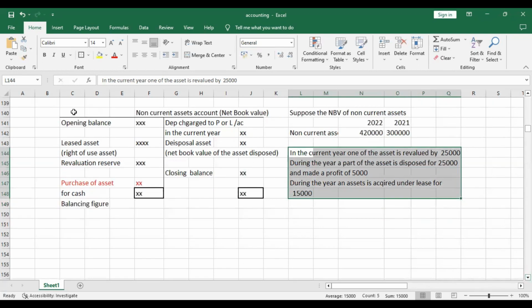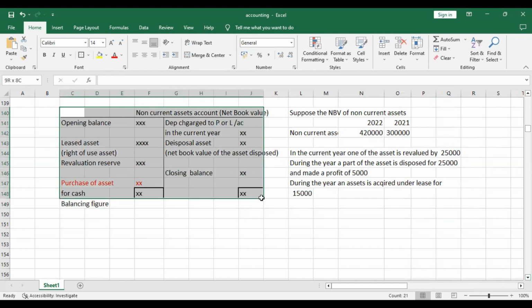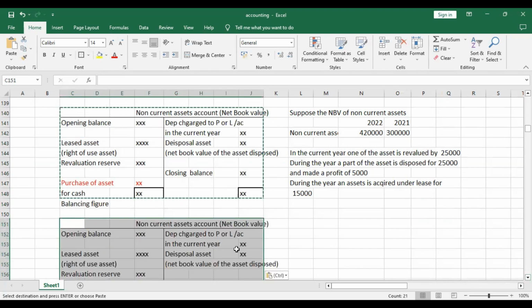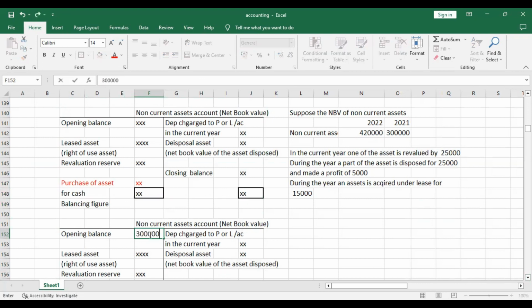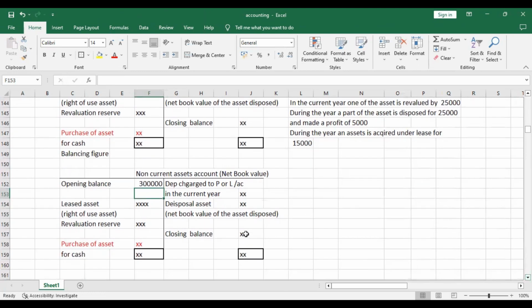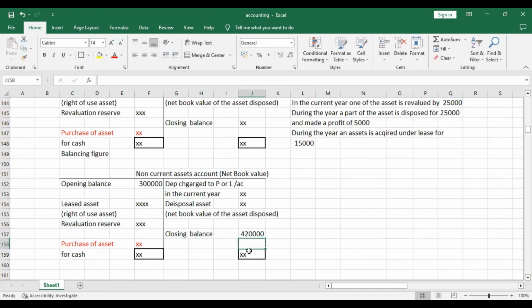Now let me copy the format again. So what is the opening balance? 300,000. Okay, closing balance, how much is given to you? 420,000. Take the closing balance 420,000. Very good. Remove these X figures. X's are not required here because we'll replace the values.